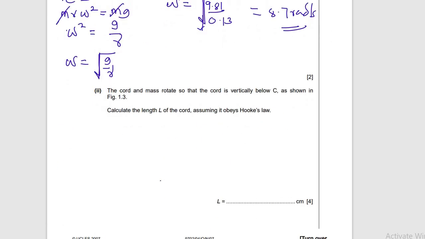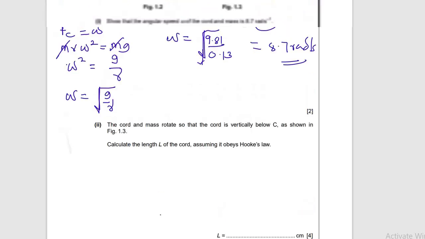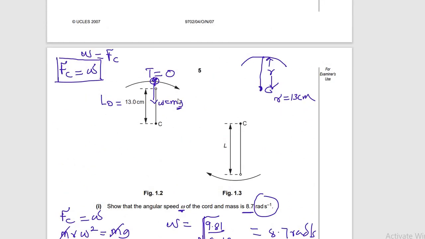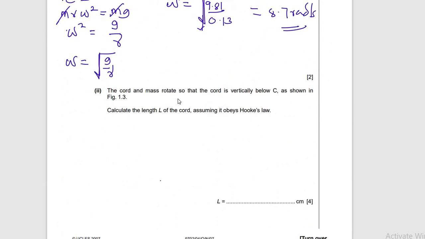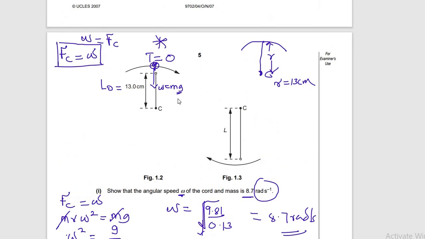Now the next question: the chord and the mass rotate. Remember the question said they rotate to be at this point, so that the chord is vertically below C. Initially it was above C. Now it's vertically below C as shown in the third diagram. Look at the third diagram. It's vertically below C. In this case, the weight will act downward, and there will be tension that will stretch up.